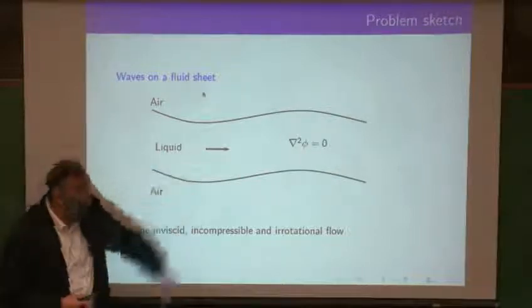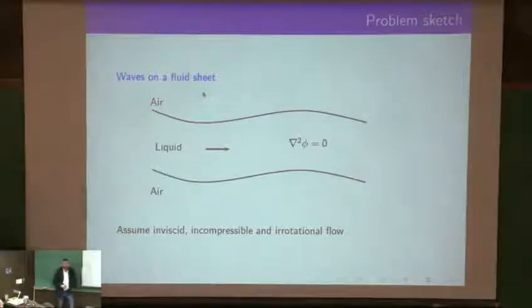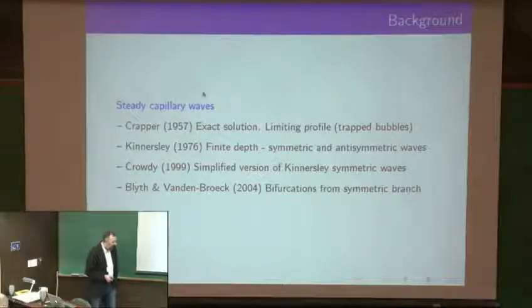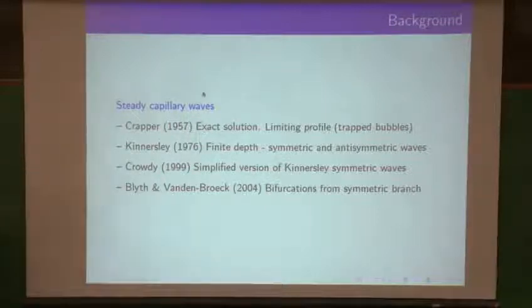I have a sheet of fluid and an upper and lower boundary. I assume the usual stuff in this heat, incompressible and so on, irrotational flow, so I can introduce a velocity potential which satisfies the Laplace equation in this fluid sheet. Just some remarks. The first to calculate the capillary waves was Crapper, who found the exact solutions in '57.